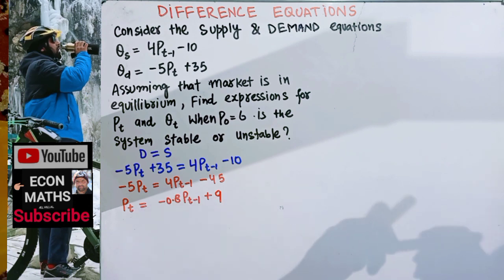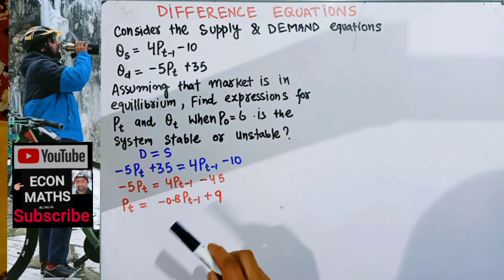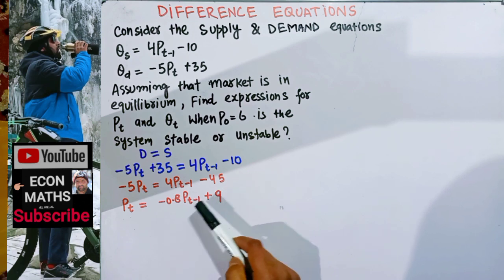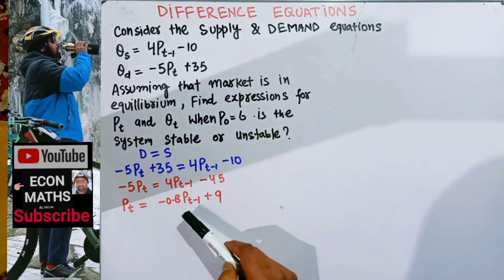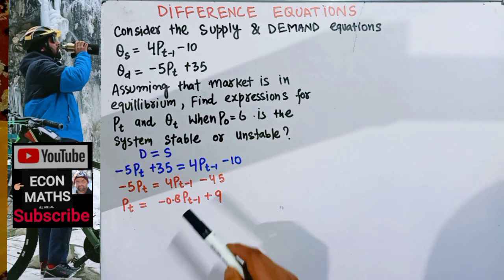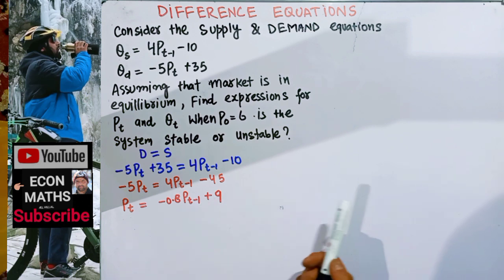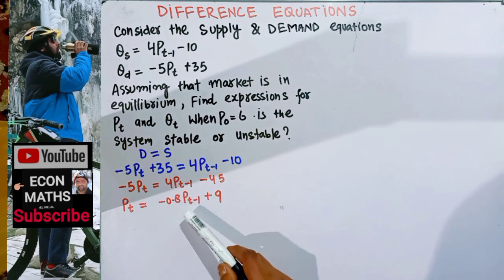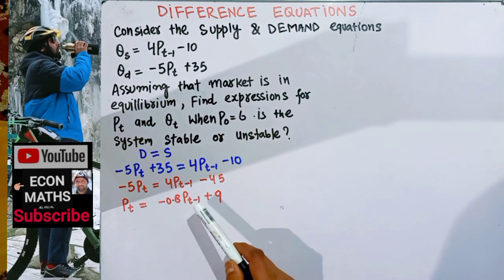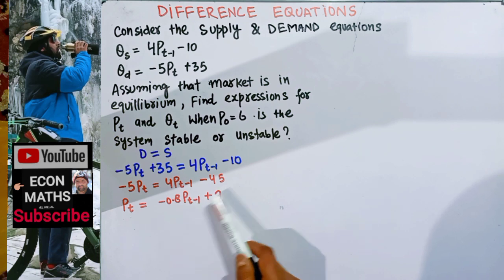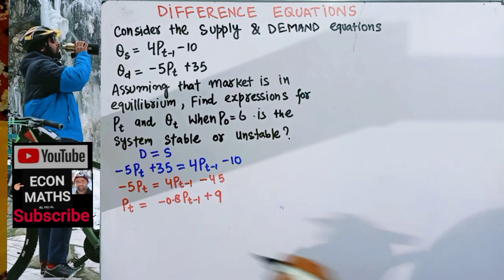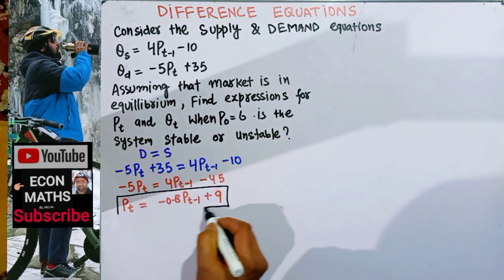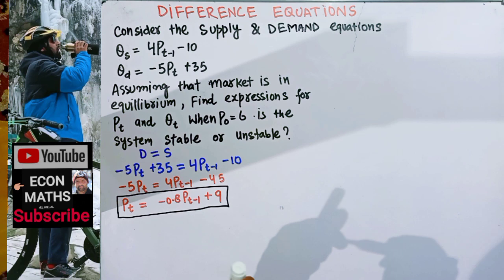So this is what we call a first order linear difference equation. It is of first order because we have the greatest time lag period of 1. And it is also linear because the variables are raised to the power 1 and there is no cross product of the time lags here. Now, given this first order linear difference equation, what is the general solution?